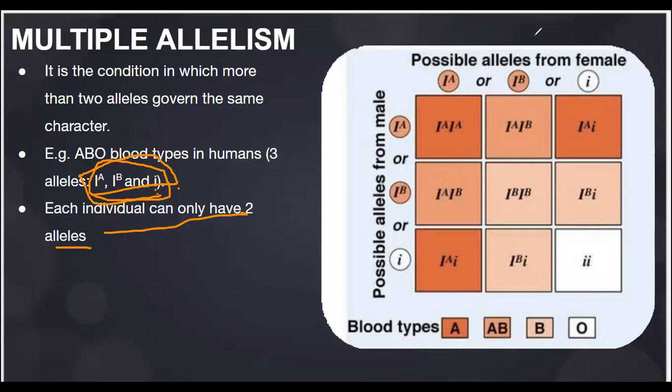So you can see over here, for example, if both the alleles are capital A, then the female is having A blood group. If one allele is A and the other is B, then the person will have AB blood group. If only one capital A and one small i, then A blood group again. So this is the hybrid condition, where one is a recessive allele and the other is the dominant allele.